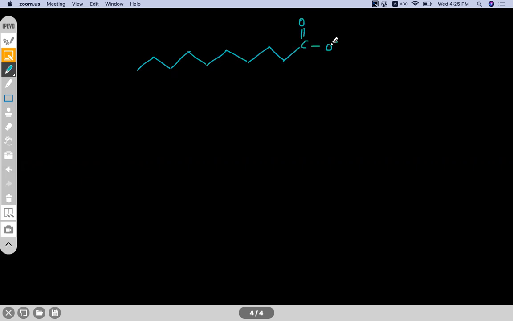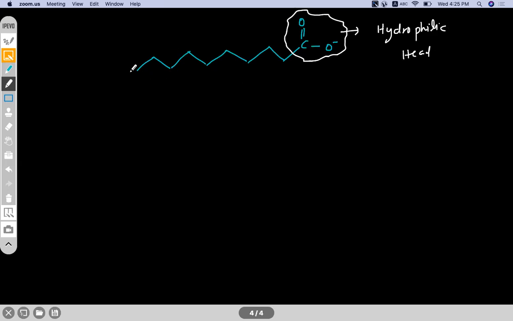Suppose we have a random example I'm taking. This is the alkyl group we have, and this is the carboxylate ion. Now you see, this is the anion of the soap particle. It has two ends. One end is the water lover, so we call this the hydrophilic head.